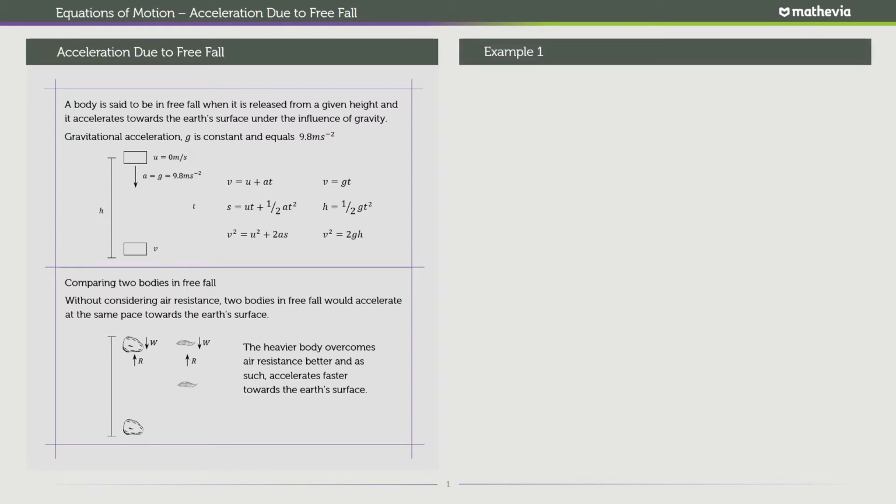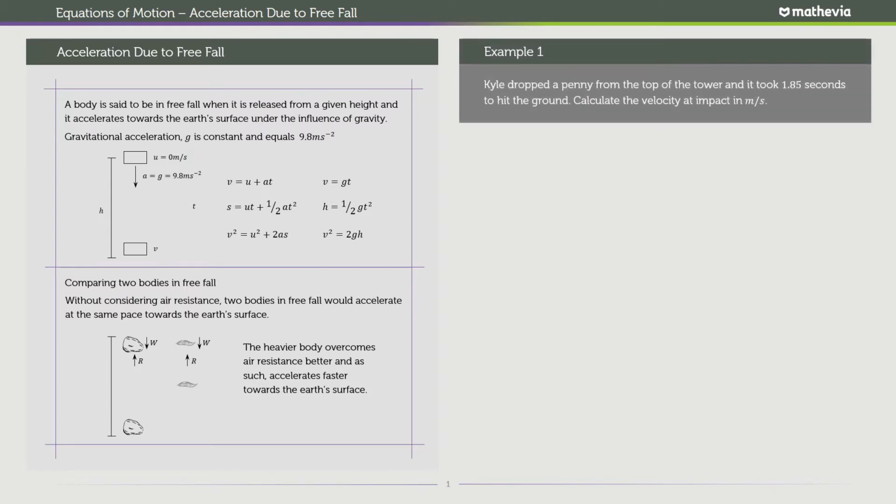Now let's do some examples. We have example one. In example one, Kyle dropped a penny from the top of a tower and it took 1.85 seconds to hit the ground. Now calculate the velocity at impact in meters per second. So Kyle dropped a penny from the top of a tower. It took 1.85 seconds to hit the ground. Calculate the velocity on impact.